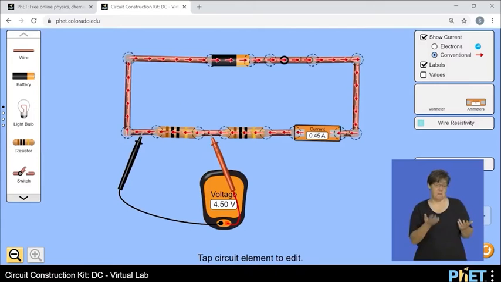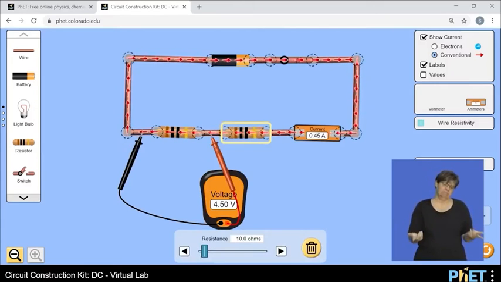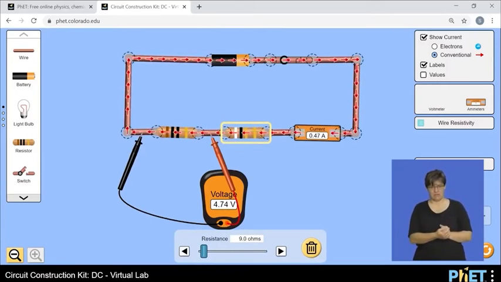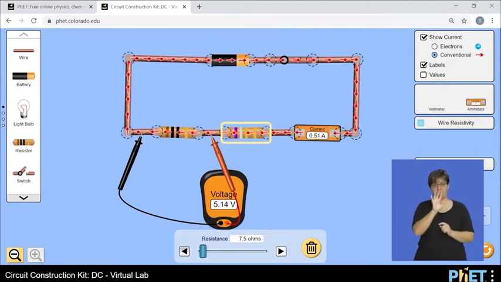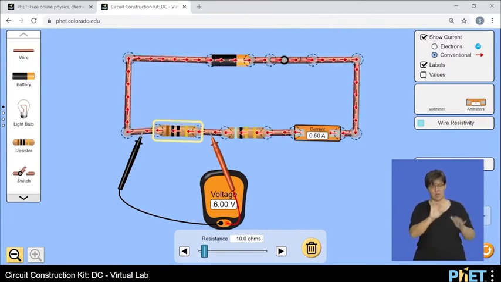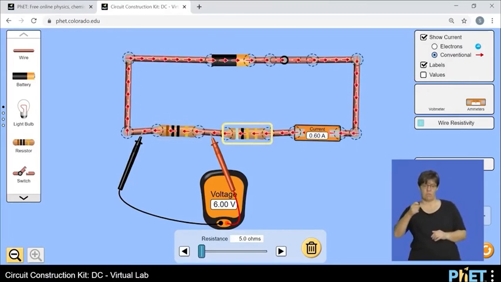What if, for argument's sake, we change the resistance of this one to make it, say, half that one and see what happens? If we make it half, it means it's going to be 5 ohms, right? So if it's 5 ohms, this is the voltage across R1. So R1 is 10 ohms, R2 is 5 ohms.